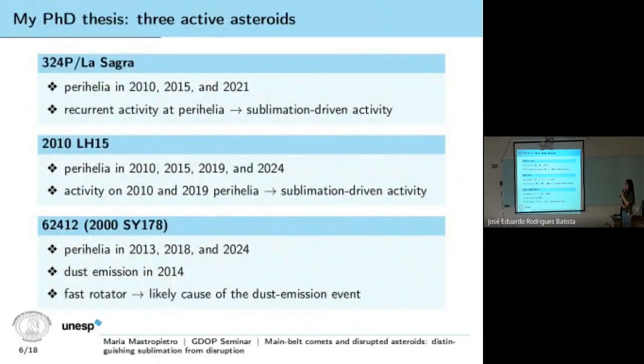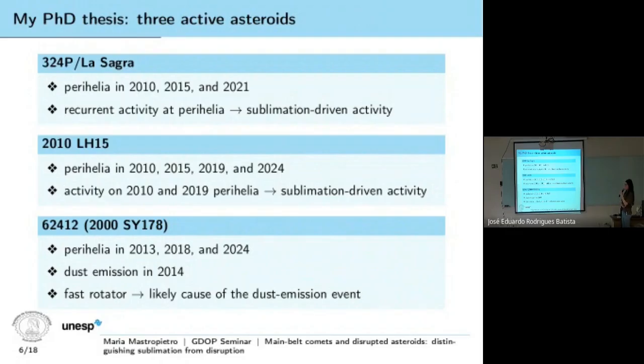324P had perihelia in 2010, 15, and 21. It was observed, and it showed activity at all three perihelia. So this recurrent activity means sublimation activity, and that's why it's a main belt comet.